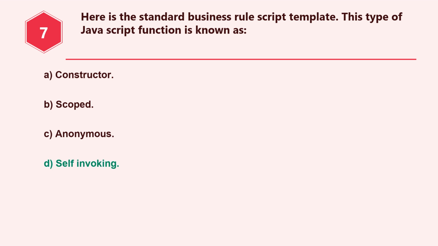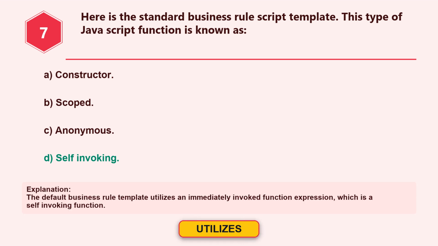The correct answer is option D. Self-invoking. The default business rule template utilizes an immediately invoked function expression, which is a self-invoking function.